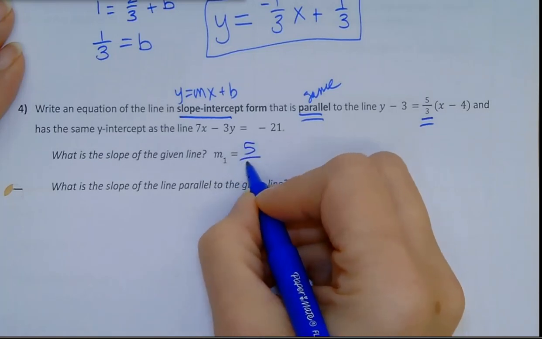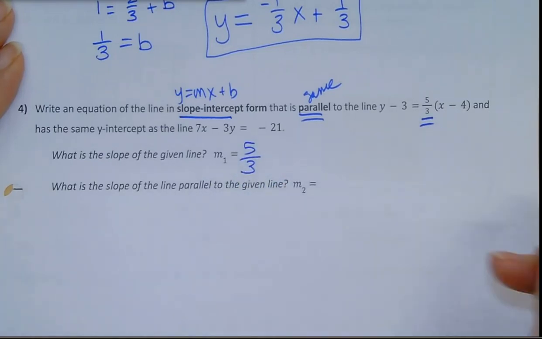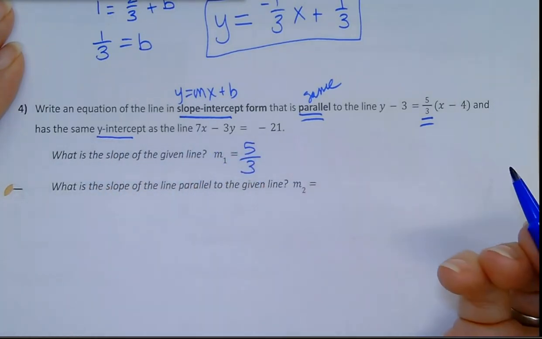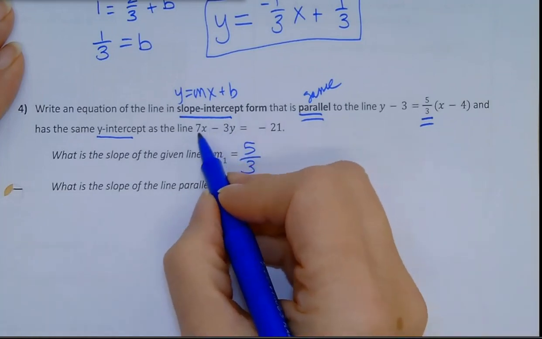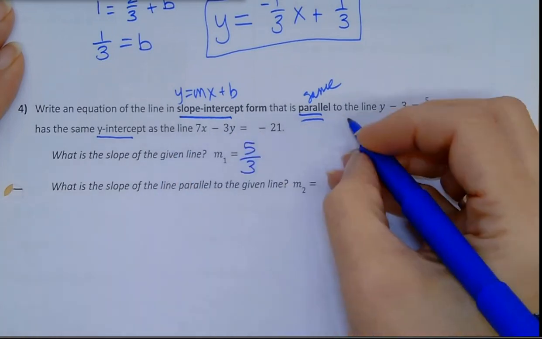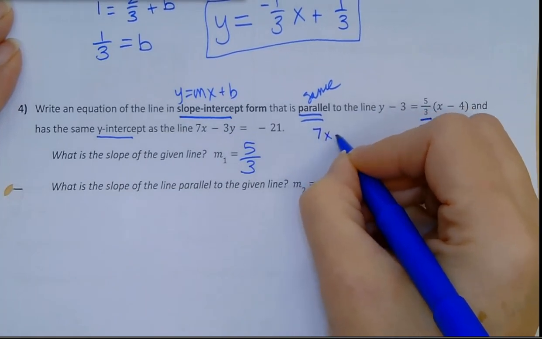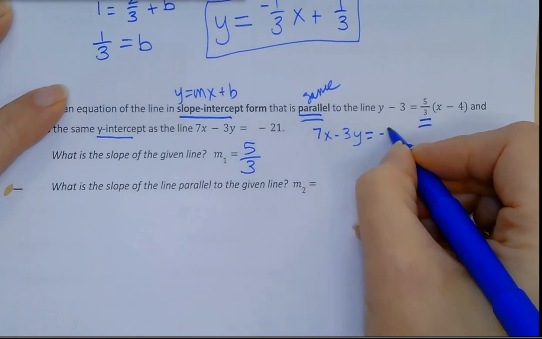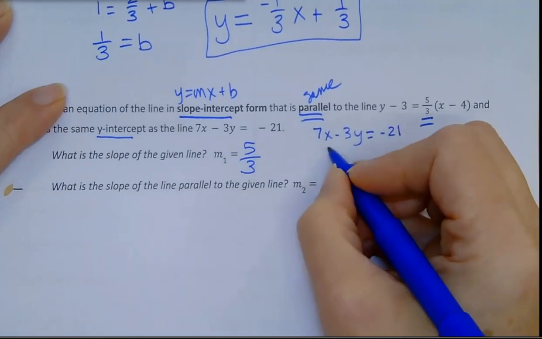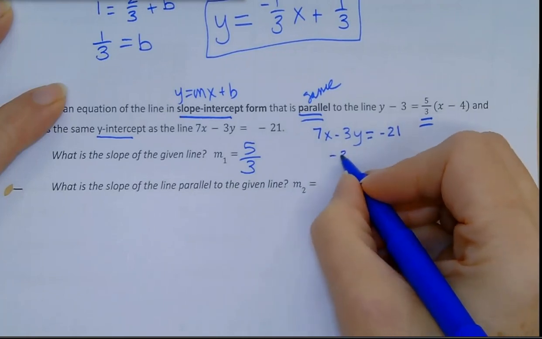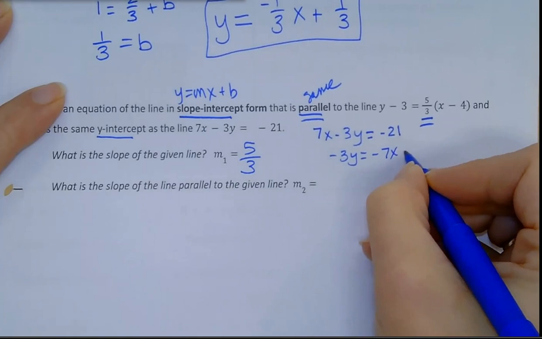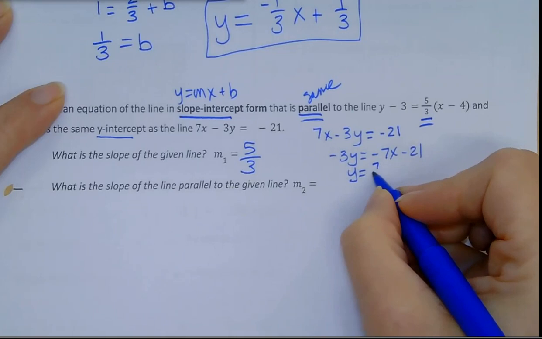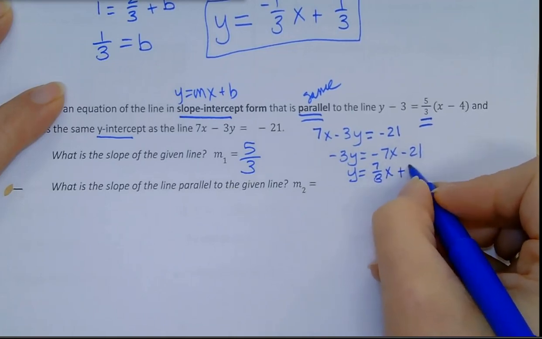All right, so I need an equation in slope-intercept form that is parallel to this. So if this was my original line, 5/3 is my original slope, but it has to have the same y-intercept as this line. Well, that means I'm going to have to figure out what is the y-intercept of this line, okay? So y-intercept I'm going to find by rearranging this and making it into slope-intercept form. 7x minus 3y equals negative 21. I'm going to solve for y, so I'll subtract 7x from each side. Negative 3y equals negative 7x minus 21. Divide everything by negative 3. Y equals 7/3 x plus 7.